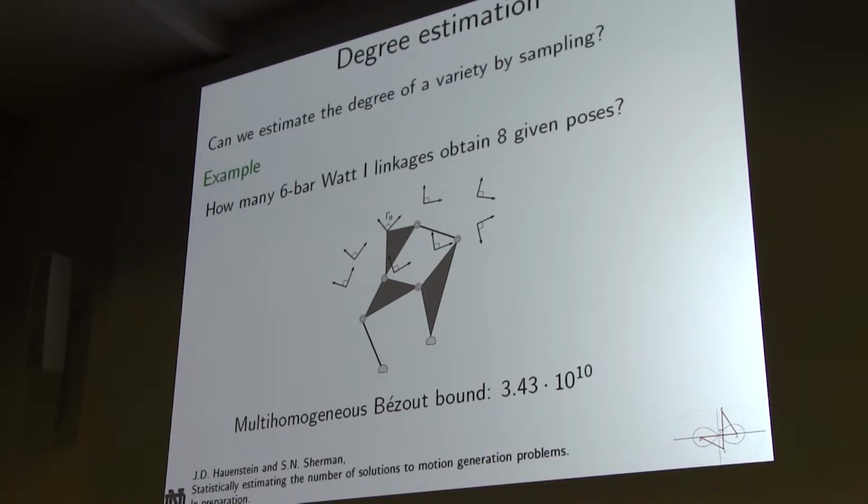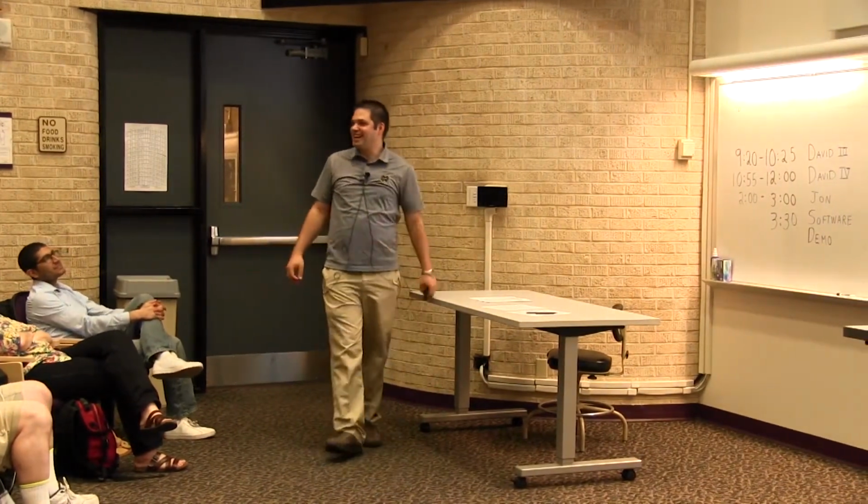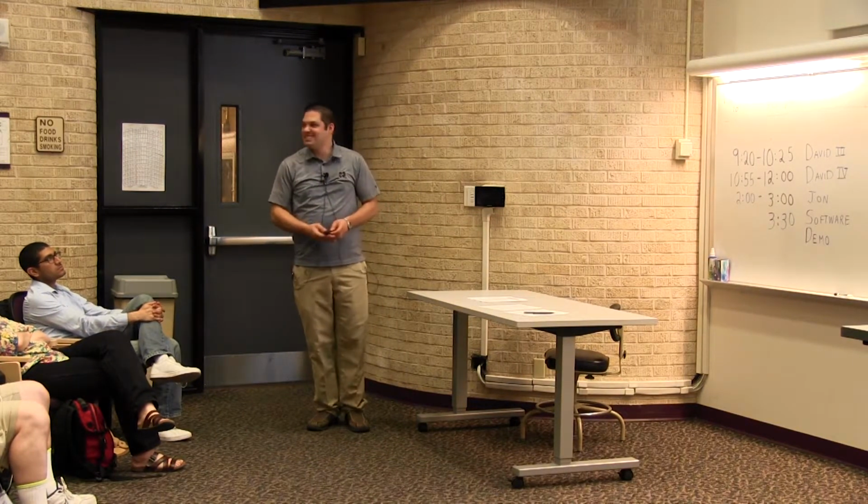So you can write down an upper bound. So on the board here, I have the multi-homogeneous Bézout bound, 3 times 10 to the 10th. So if we were going to set up a straight line homotopy, as David talked about today, we would need to track this many paths. I have an upper bound. It's finite. But still not good enough.